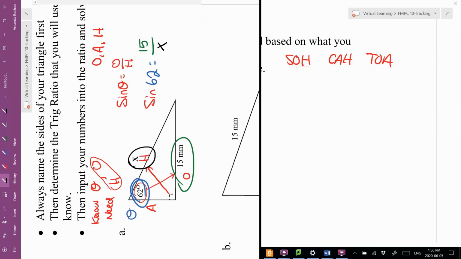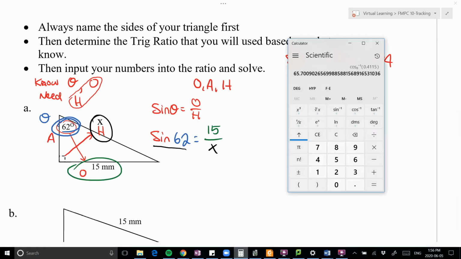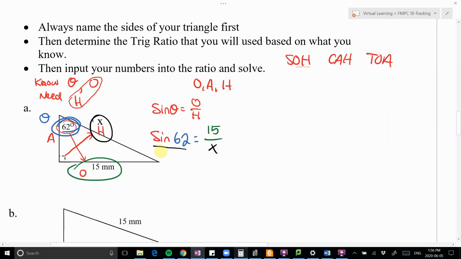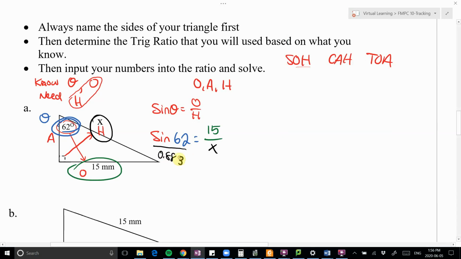So first thing, and that's going to be a little bit easier to work with here. So we're going to go, oh, this calculator's backwards. So we're going to go 62 sine, because this time I'm using a weird calculator that goes backwards. So 62 sine. So know your calculator. So this is going to be 0.8829, so it's going to be 0.883.